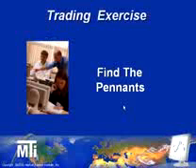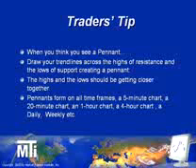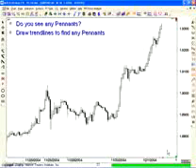Now here's a trading exercise. You find the pennants. Here's a trader's tip. When you think you see a pennant, draw your trend lines across the highs of resistance and the lows of support, creating a pennant. The highs and the lows should be getting closer together. Pennants form on all time frames: 5-minute charts, 10-minute charts, 20, 28-minute charts, 33-minute charts, 1-hour charts. Believe me, it's not just the normal 5, 10, 15, 20, 25, 1 hour, 2 hour, 3 hour. It can be an hour and 33-minute charts, and you're still going to see pennants.